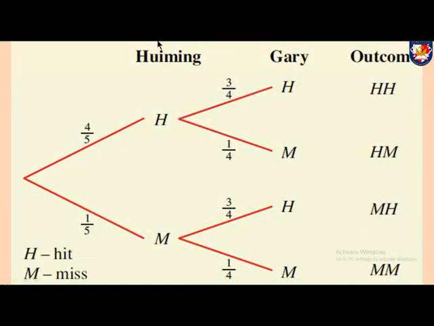So this is the tree diagram that shows the probability. Xiuming hit the target 4 per 5, it's known from the question, and then the probability of Xiuming missing the target is 1 per 5. And for Gary, the probability of hitting the target is 3 per 4 and missing the target is 1 per 4. You repeat it here.